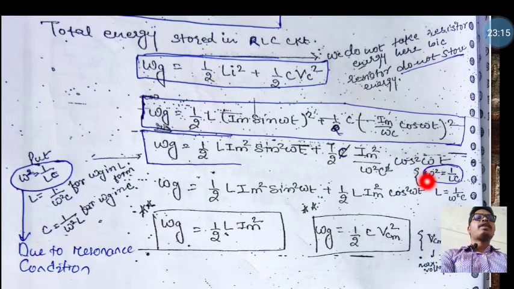Okay, and we already know that omega square is equal to 1 divided by LC, and L is equal to 1 divided by omega square C. So W is equal to half L Im square sin square omega t and half L Im square cos square omega t, because W is equal to 1 divided by 2 L Im square and W is equal to half C Vm square. So put this equation here, then we will get half L Im square cos square omega t. And this is the condition of resonance.